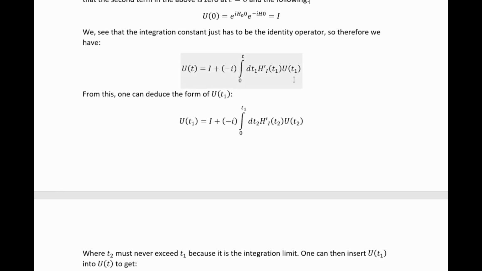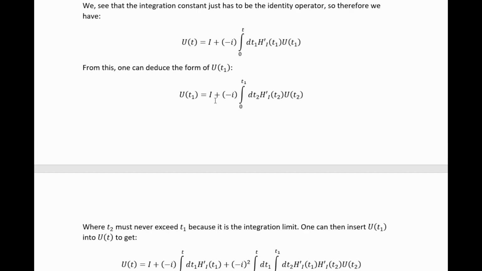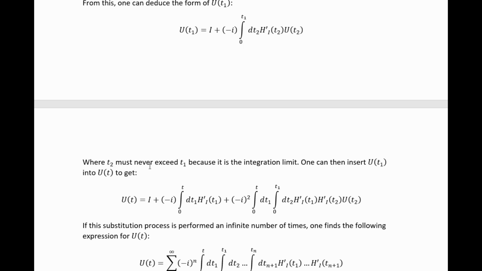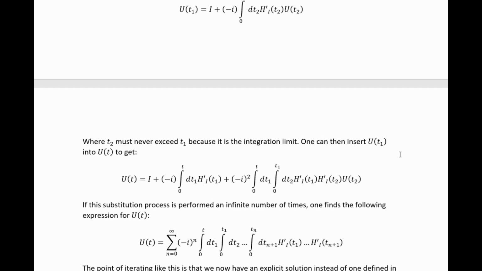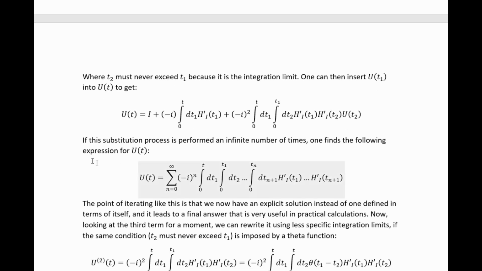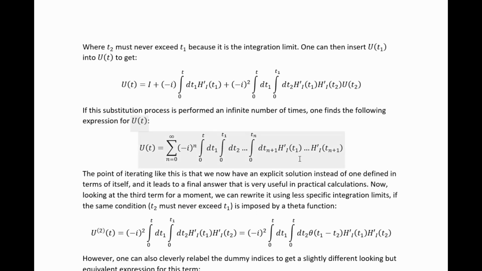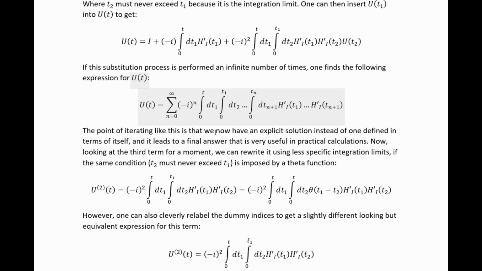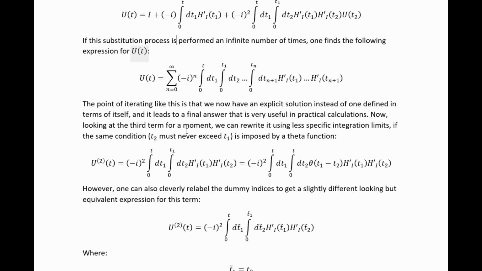We can then use this to express u of t1. Doing that gives us this expression for it, where t2 must never exceed t1 because it is the integration limit. One can then insert u of t1 into u of t to get this. If the substitution process is performed an infinite number of times, one finds the following expression for u of t, this one. The point of iterating it like this is that we now have an explicit solution instead of one defined in terms of itself, and it leads to a final answer that is very useful in practical calculations. Specifically, with a little bit more effort, we can get it to yield the S operator.